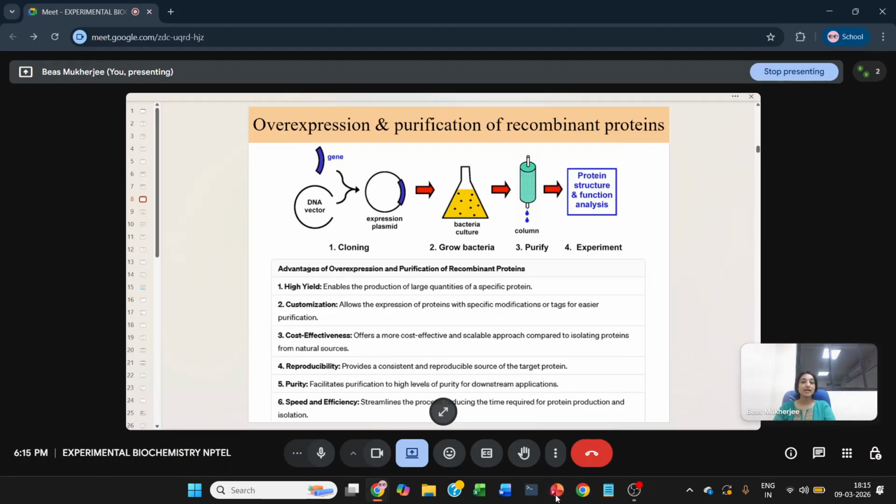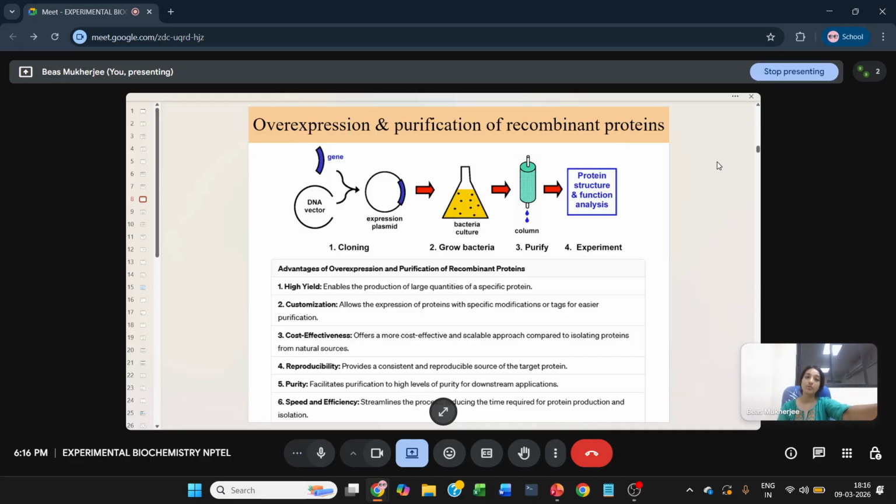For the next strategy, it is overexpression and purification of recombinant proteins. Now, what are recombinant proteins? To not go into the trouble of isolating proteins from the natural source, people came up with this process of protein overexpression and purification in a desired host cell. Okay, and this engineered protein is called recombinant protein.